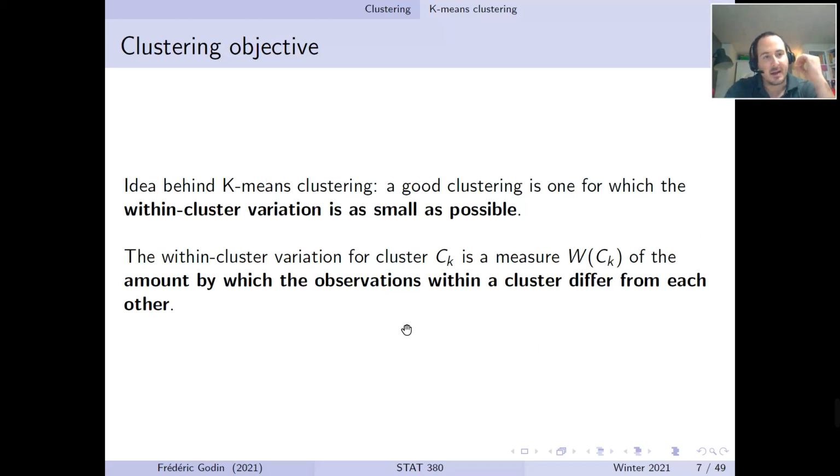Okay, so the idea, as we just said, is if you want to do clustering, a good clustering is one for which the within cluster variation is as small as possible. The within cluster variation is a measure of variability of observations within that cluster. And if all observations are similar within the cluster, then the within cluster variation should be as small as possible. Often, and what we're going to present next, W(Ck) represents the within cluster variation of cluster Ck.